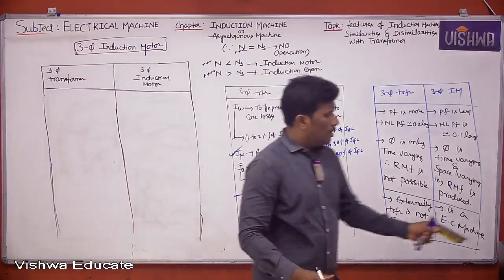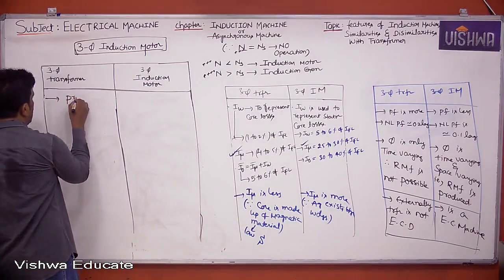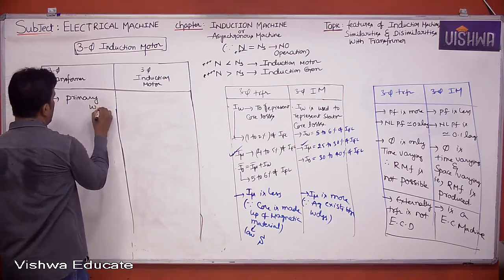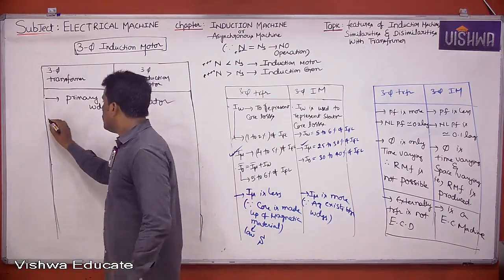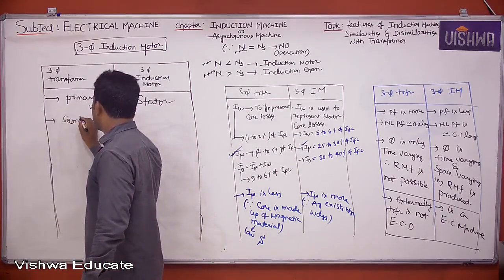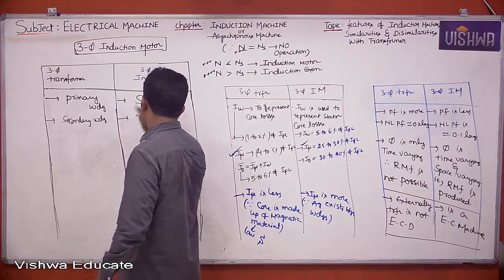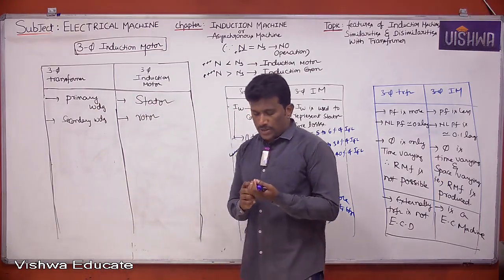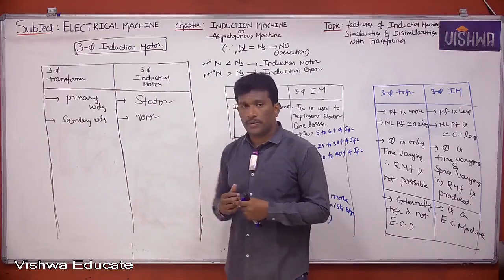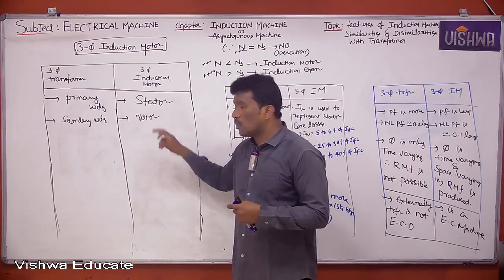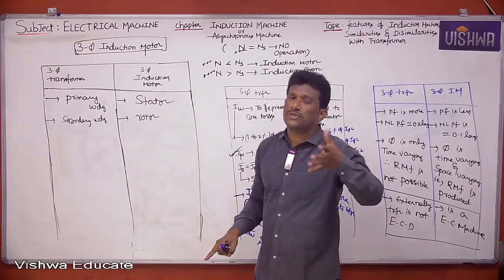Next, if you see, in a transformer, whatever primary winding is there, that primary winding is analogous to the stator in an induction motor. In a transformer, whatever secondary winding is there, it's analogous, I can say, to the rotor part in an induction motor. Okay, so let me ask a simple question here. In an induction motor, can I keep the rotor open? No, because in an induction motor, torque has to be produced there.